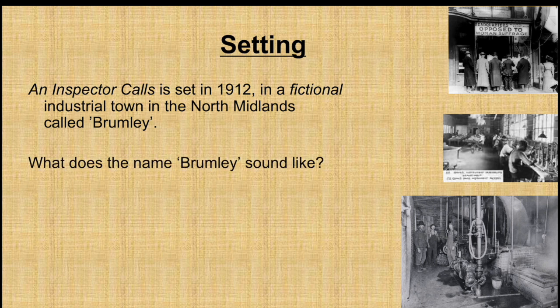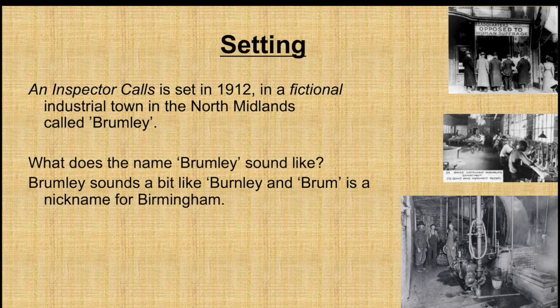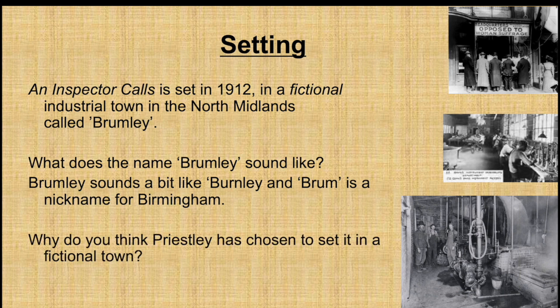What does the name Brumley actually sound like? First of all, Brumley sounds a bit like Burnley, and Brum is a nickname for Birmingham. So you can tell that Priestley is deliberately blurring what some of the local towns are. Obviously, Burnley is quite far into the northwest, and Birmingham is right smack bang in the Midlands. So North Midlands, it's like he's splitting the difference between the two, if you like.